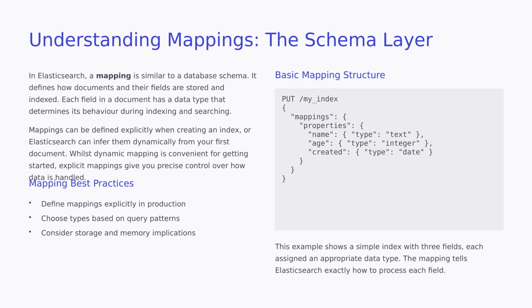When working with mappings, it's essential to define them explicitly in a production environment, choose types based on query patterns, and take into account storage and memory implications. The basic mapping structure involves assigning suitable data types to fields, as illustrated in this example index. By detailing mappings, Elasticsearch is guided on precisely how to process each field.